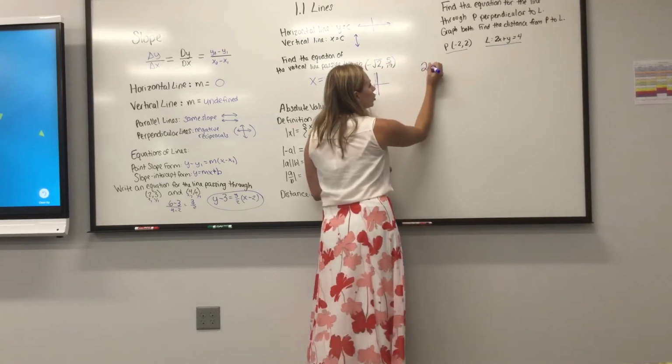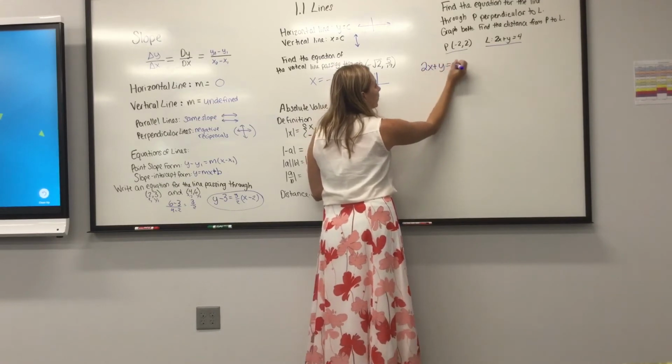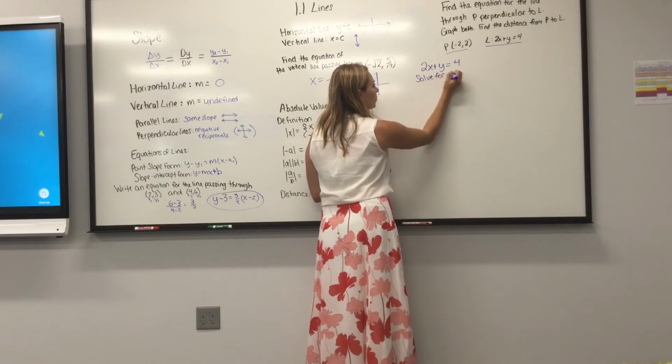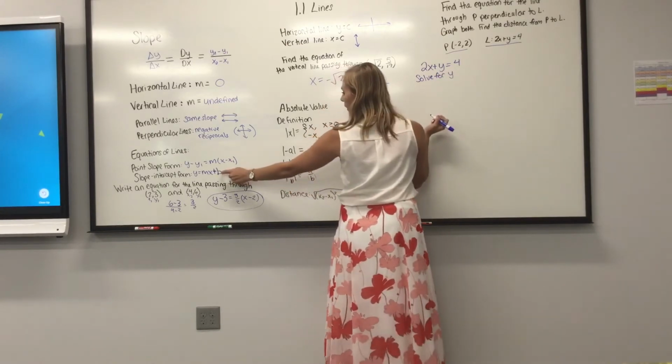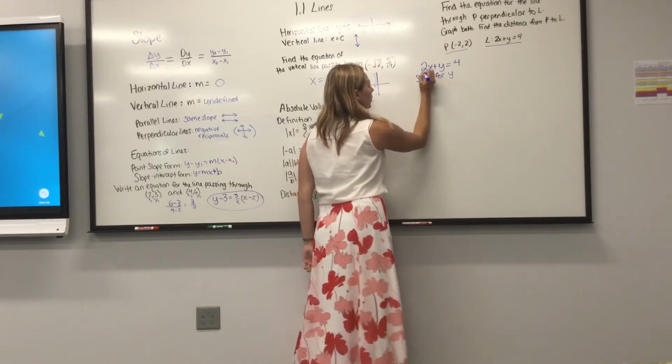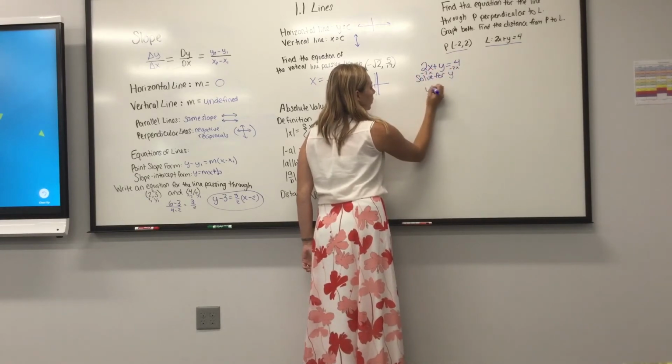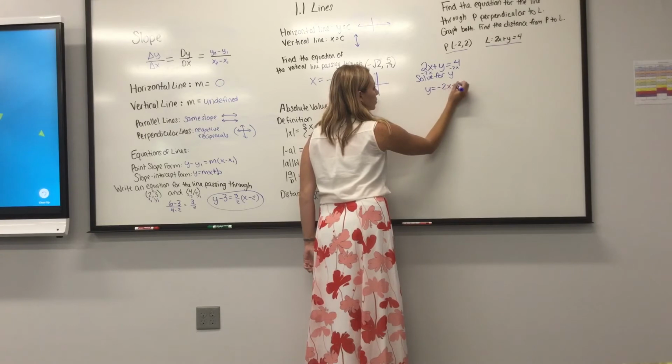So we are going to change this equation. We're going to solve for y to get it into slope-intercept form, or y equals mx plus b. So I'm going to subtract the 2x to the other side of the equation. And we're going to get y equals negative 2x plus 4.